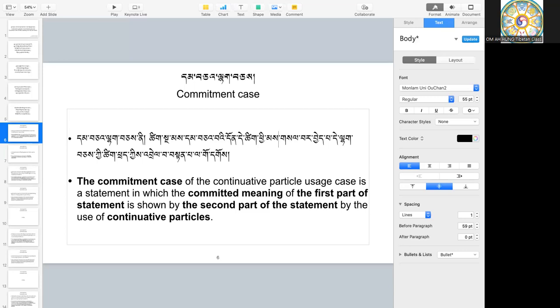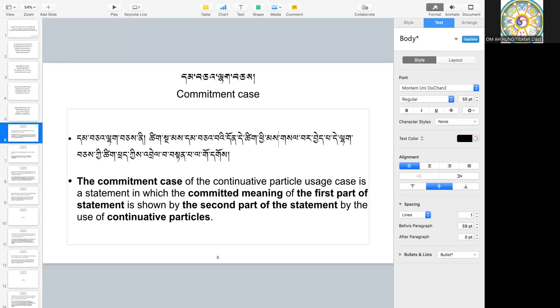So what happens is that there is a statement, and like we already have discussed, a statement can have various words, but it always has certain words which are known as the compulsory component. So here we see that there are three compulsory components of a commitment case: the first part of the statement, the second part of the statement, and the continuative particles.